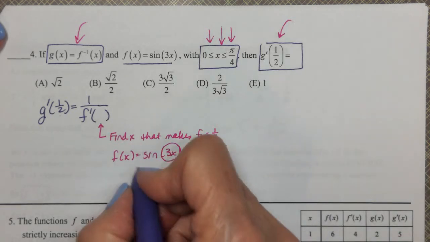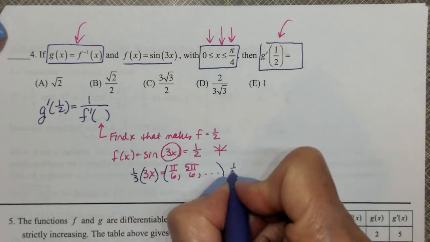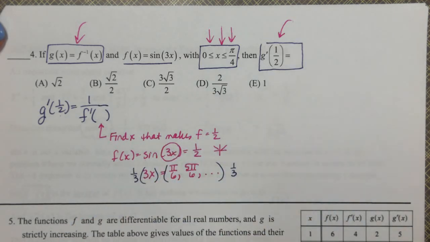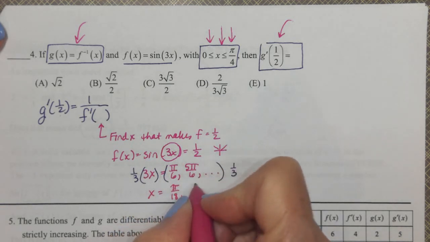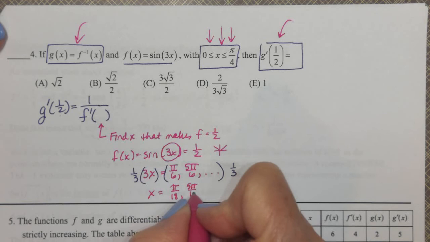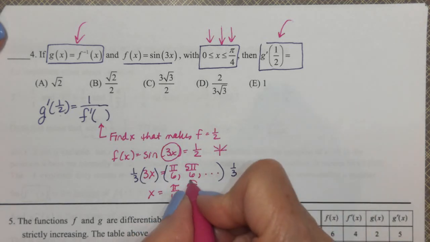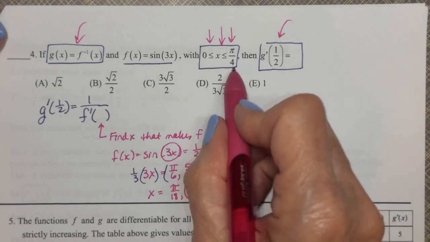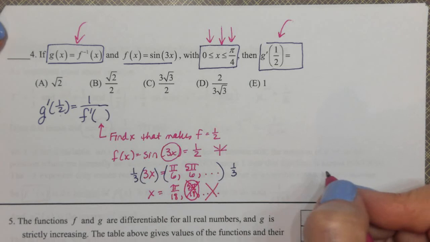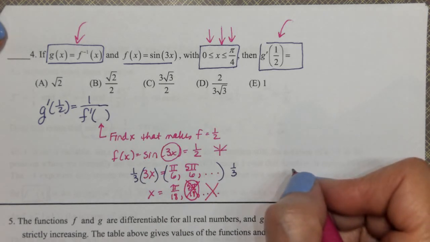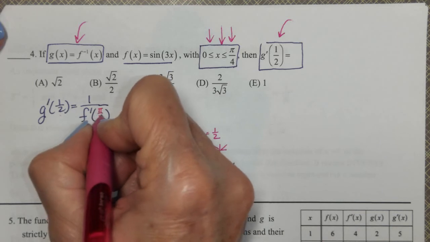If I multiply both sides by 1/3, I get that x is pi over 18, 5 pi over 18, etc. But 5 pi over 18 is outside of our interval, so we exclude it and we exclude anything after that. So the only value of x that makes this true is pi over 18.